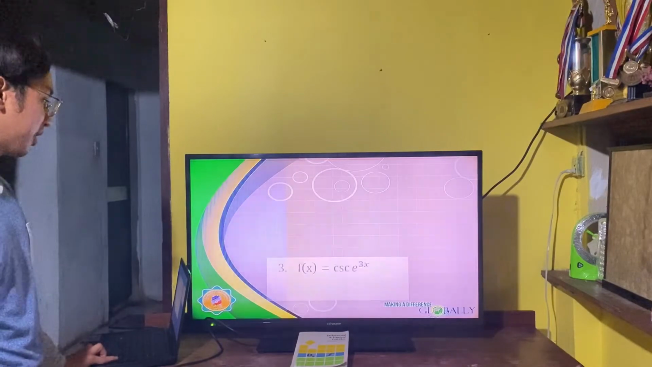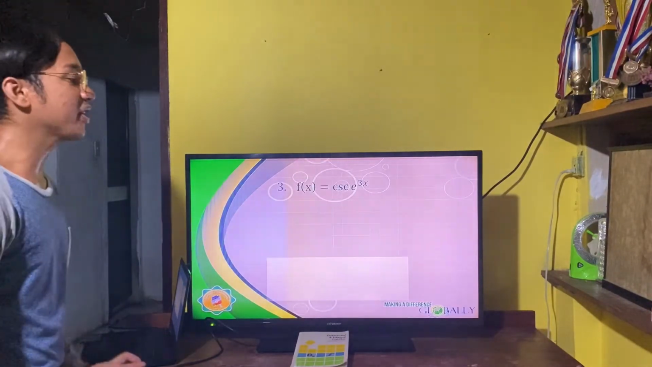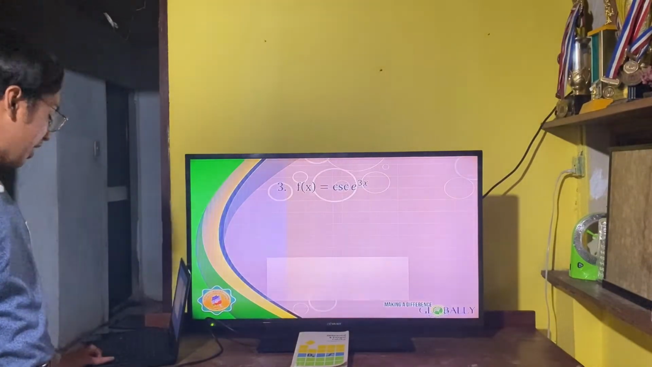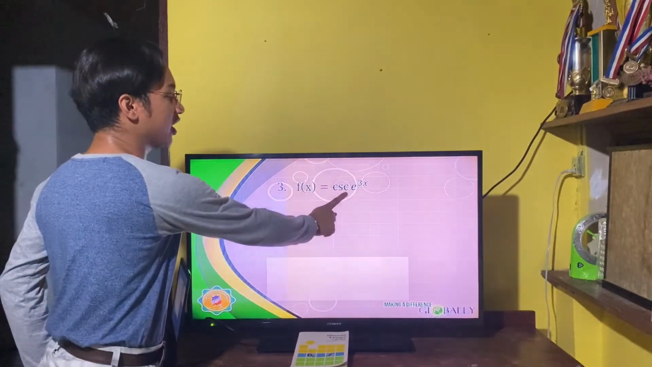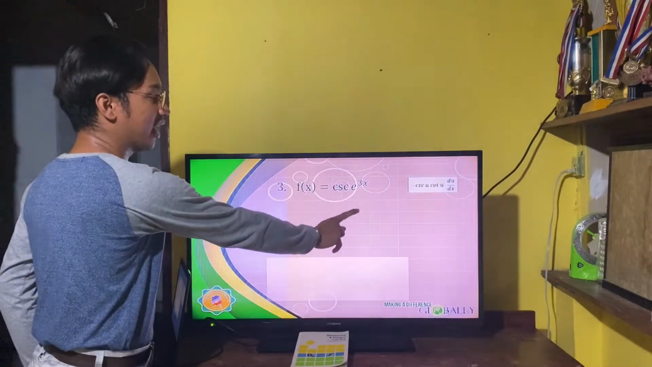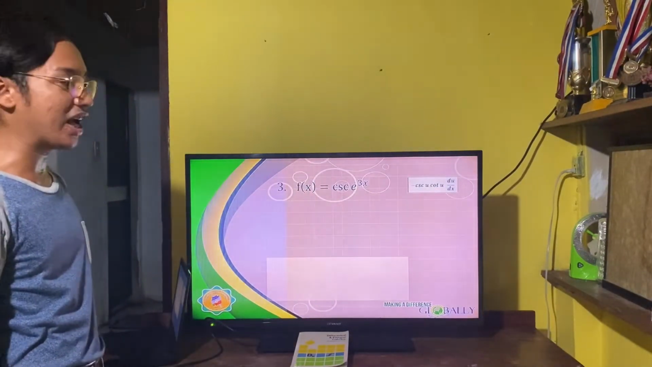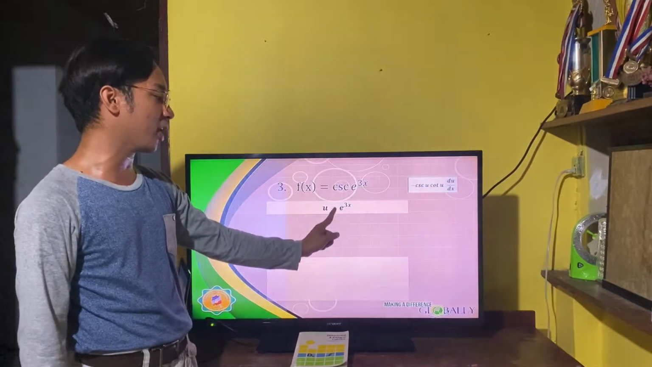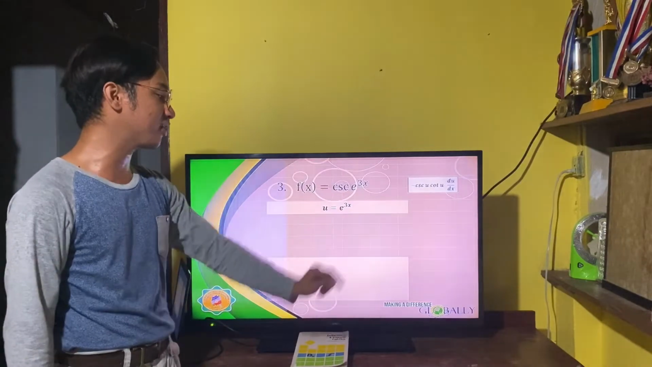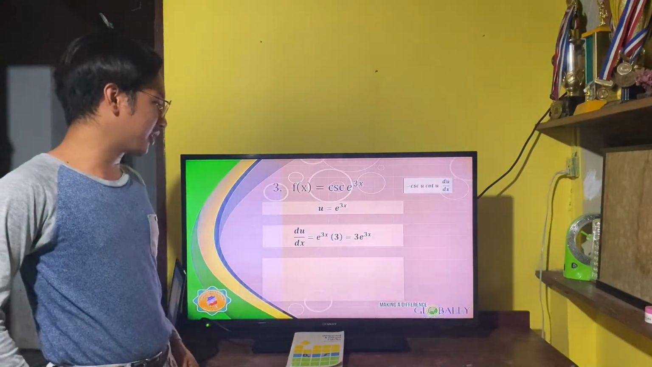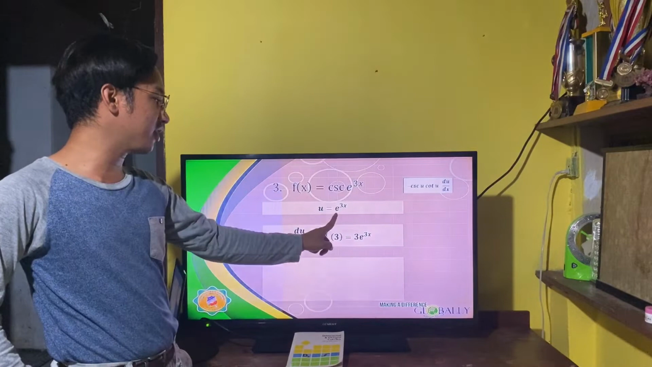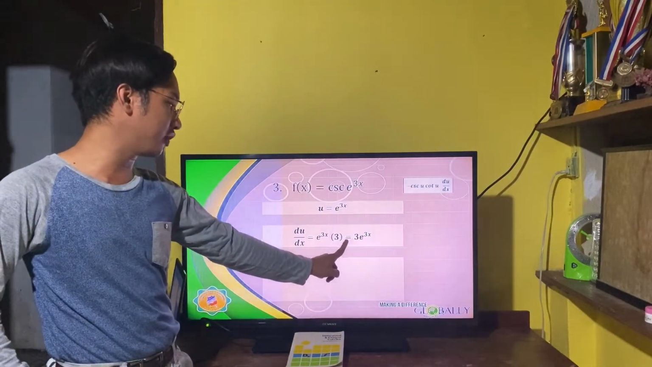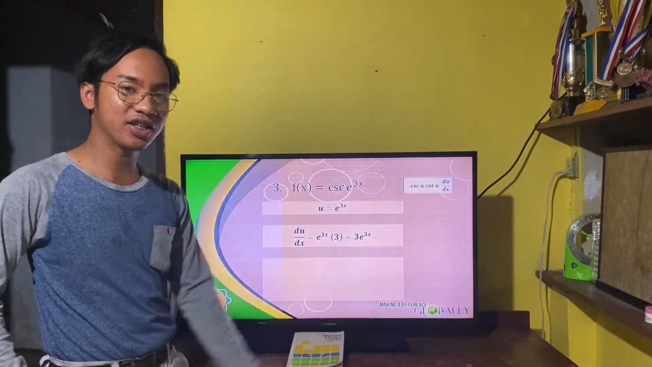Example number 3, f of x is equal to cosecant of e raised to 3x. So our formula that we are going to use here is negative cosecant u times cotangent u du dx. First thing is you also have to identify our u, which is equal to e raised to 3x. And applying now the rules, the derivative of e raised to 3x is equal to e raised to 3x times 3, which is equal to 3e raised to 3x.